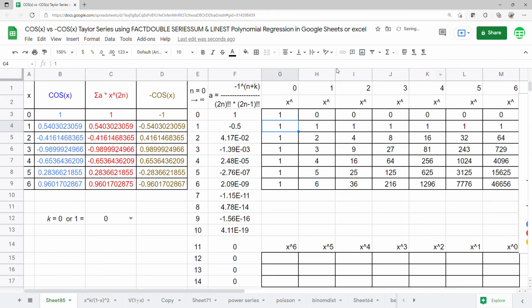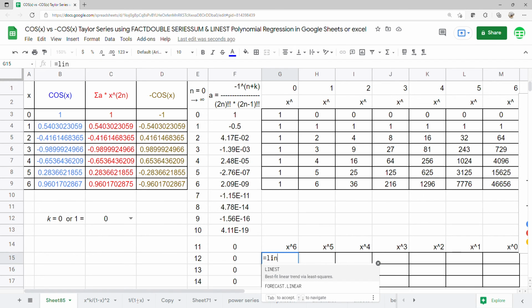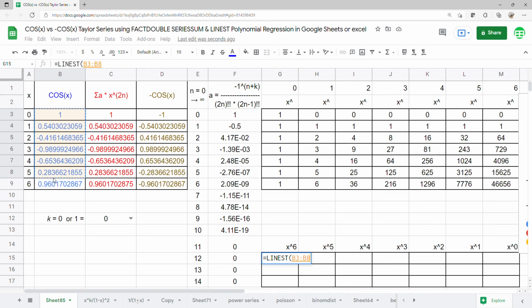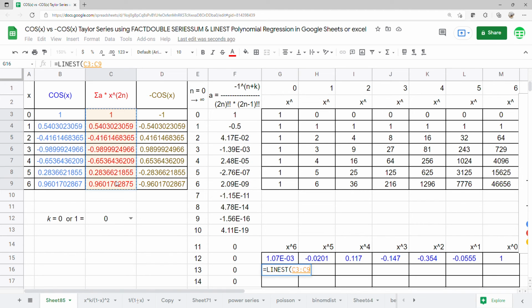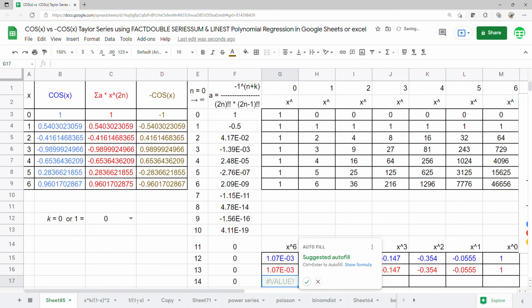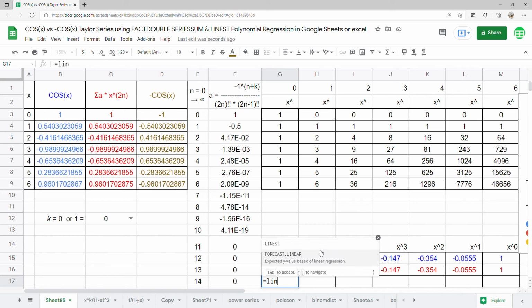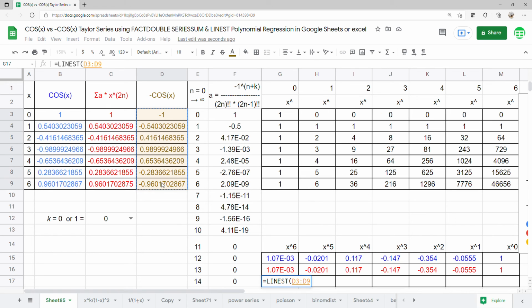Now we calculate the polynomial regression coefficient. So LINEST, data y, and data x. LINEST, data y, and data x. And finally, the negative cosine. LINEST, data y, and data x.